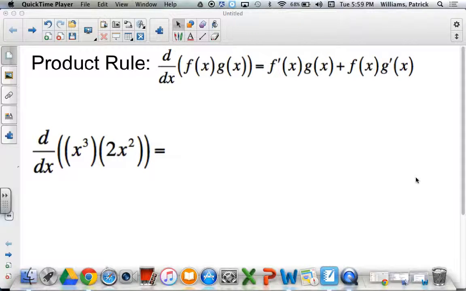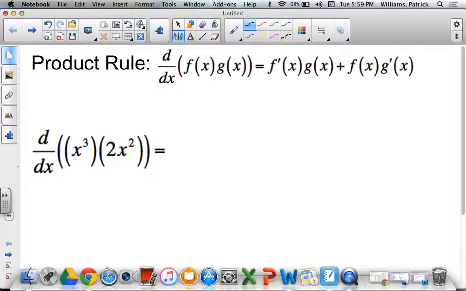Okay, so another similar rule in differentiation we're going to learn is something called the product rule. So when the power rule was concerned with how we take the derivative of something raised to a power, the product rule is concerned with how we take the derivative of one function multiplied by another function. In this case we'll call f of x our first function and g of x our second.